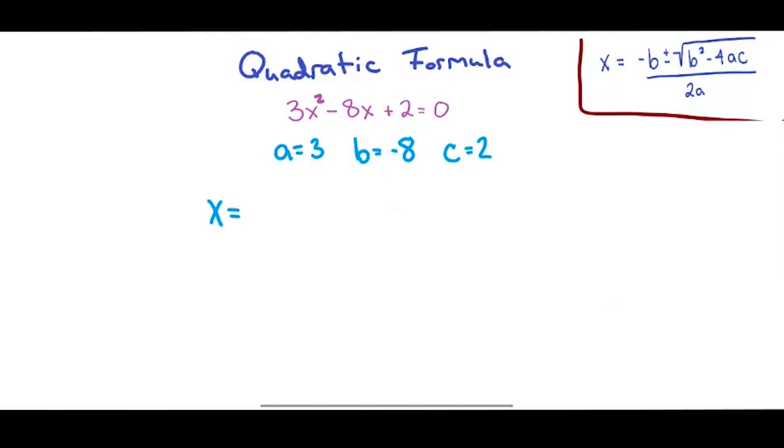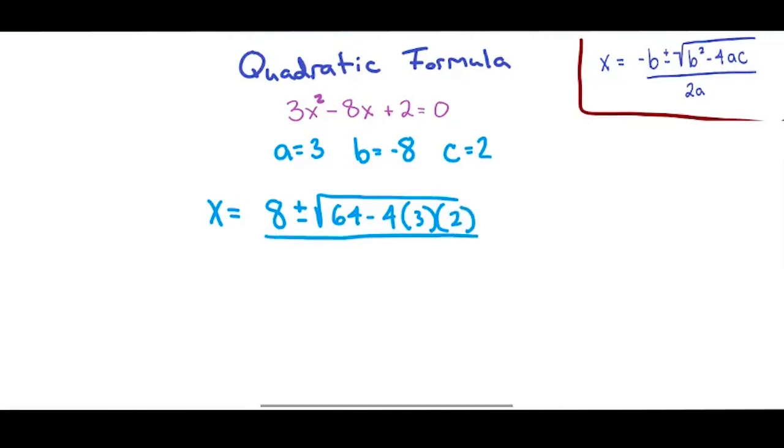And x equals negative b. Well, negative 8 is going to be positive 8, plus or minus the square root of b squared. Well, negative 8 squared is negative 8 times negative 8. So that's positive 64 minus 4ac. So minus 4 times a, which is 3, times c, which is 2. All over 2 times a, which is 3.